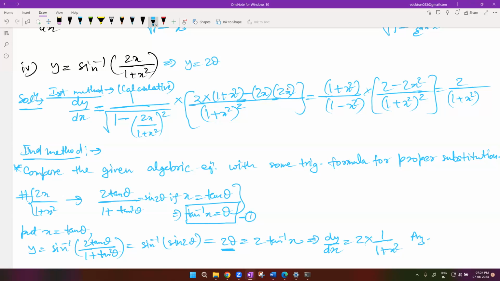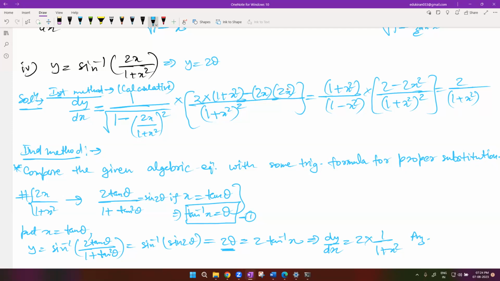Let's please everybody open the NCERT. Let's start with the question number 10. So the question number 10 is y is equals to tan inverse of (3x minus x cube) divided by (1 minus 3x square).